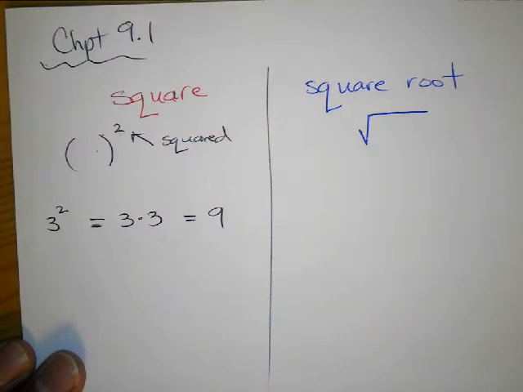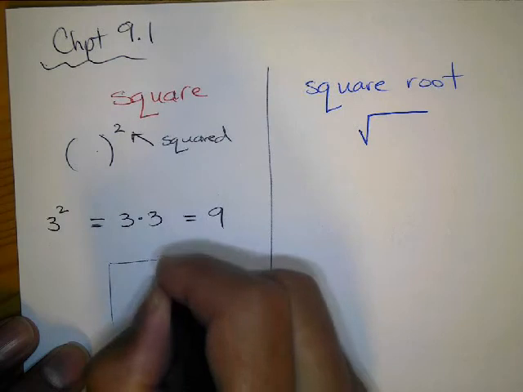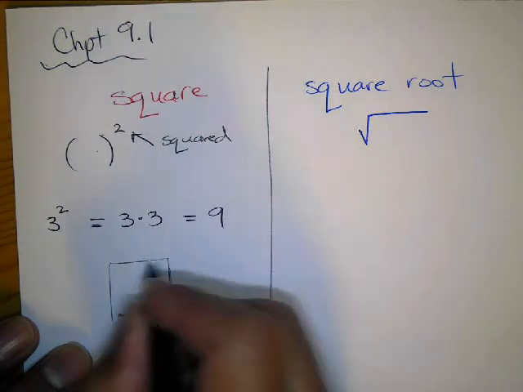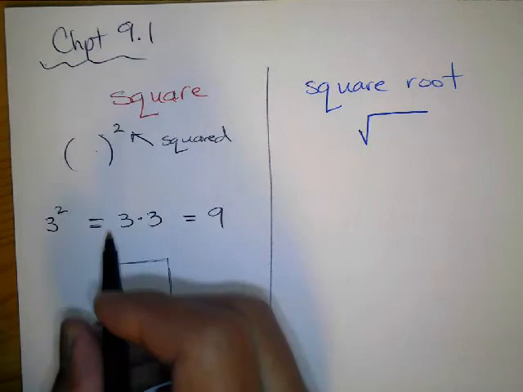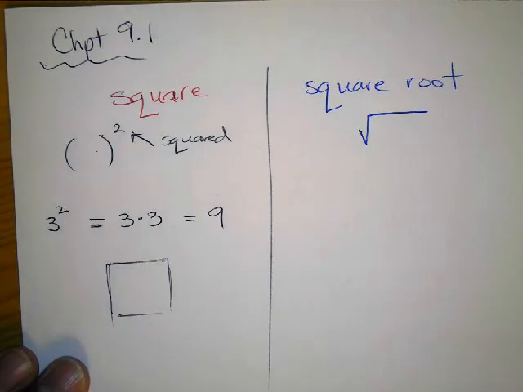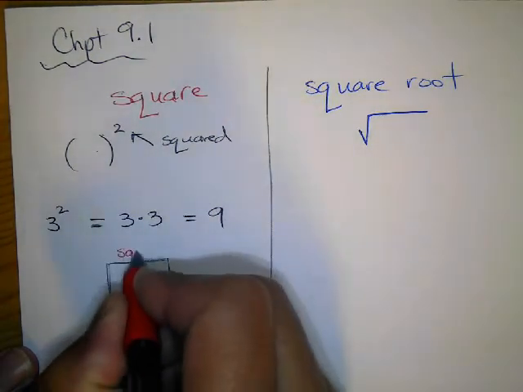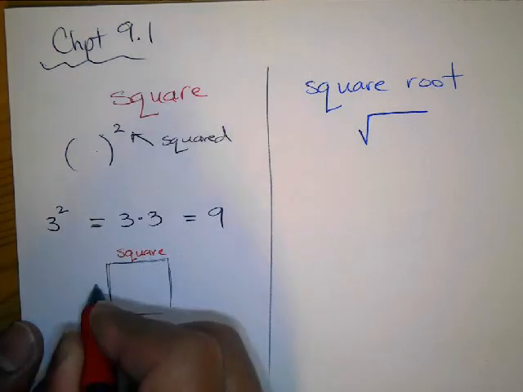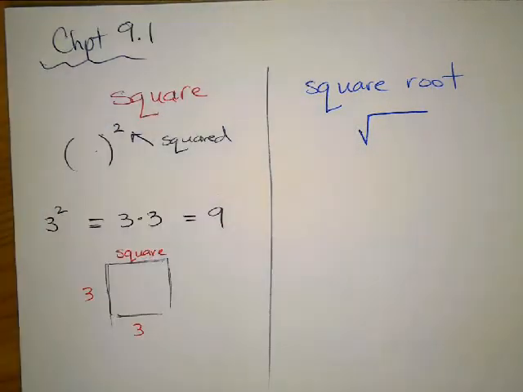Okay, well, what does that mean, and what does it have to do with the square? If I have a perfect square, all the sides are congruent, all the sides are the same. What you're saying with 3 squared is that I'm looking at a square. This is a square, and one side is 3, and the other side is 3. And how do you get the 9?